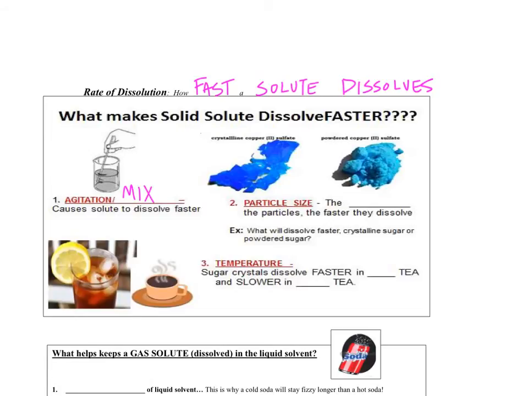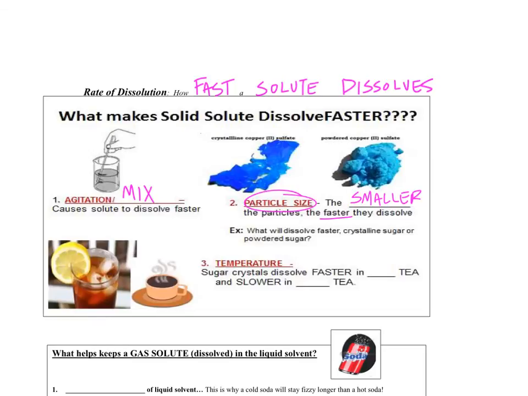Another factor that affects the rate at which solutes dissolve is the size of the particle. So the smaller the particle sizes, the faster they dissolve. So if you've ever tried to dissolve a cube of sugar, it takes a long time to dissolve. But when we put in our granulated sugar, or even if you were to put in powdered sugar, it would dissolve much faster because the particle size is much smaller.